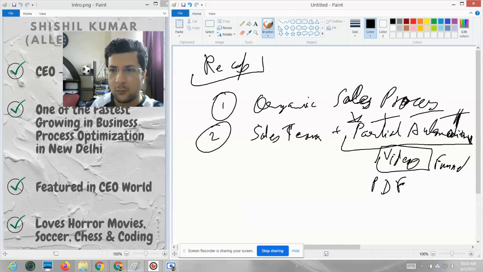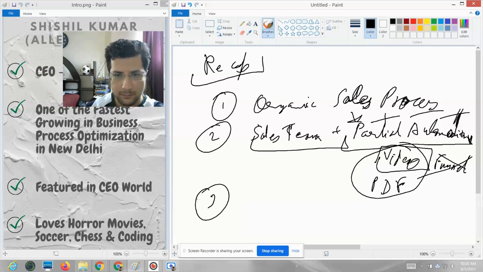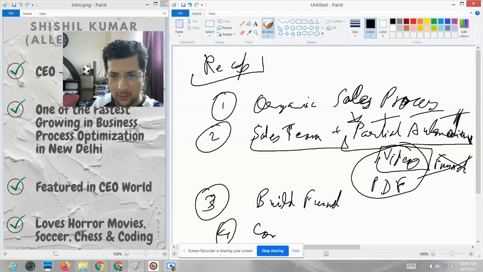This is not a funnel, right? This is just one part of the funnel. So it's a partial automation. You build a sales team and you do partial automation. You further optimize the sales process. Then you build a funnel. Third stage is to build a funnel. Then the fourth stage is complete automation.